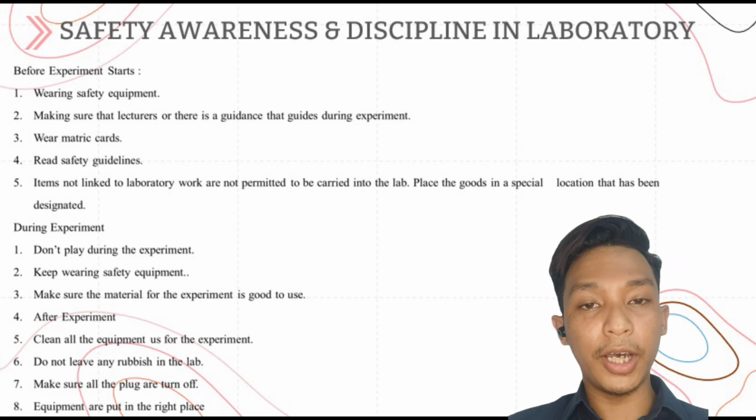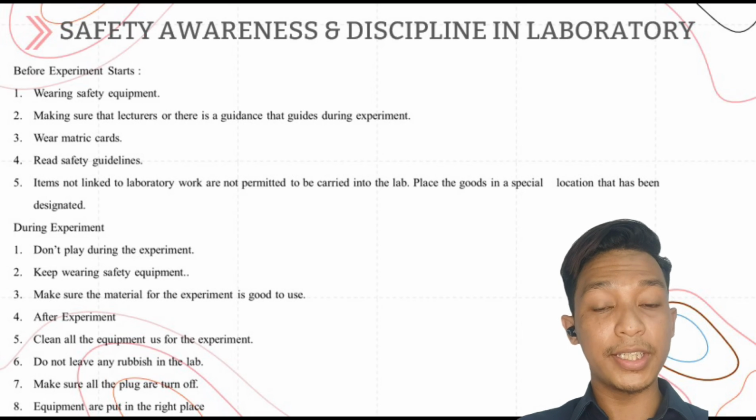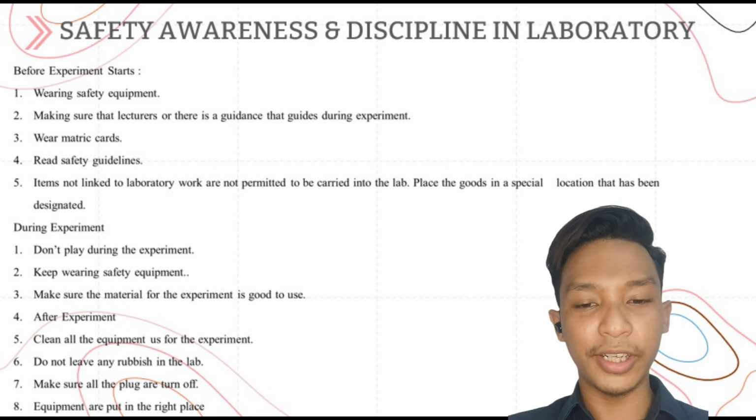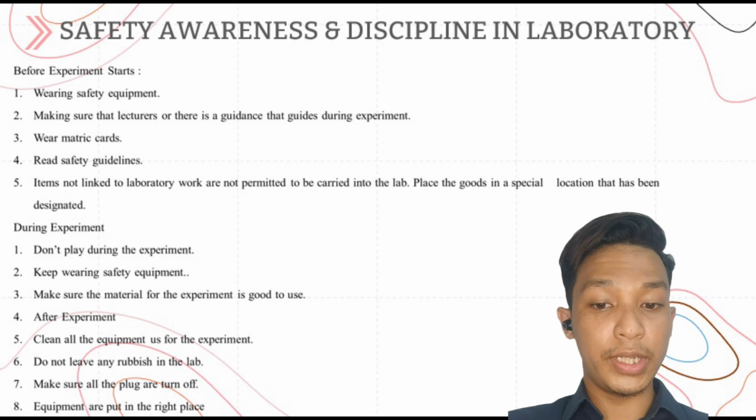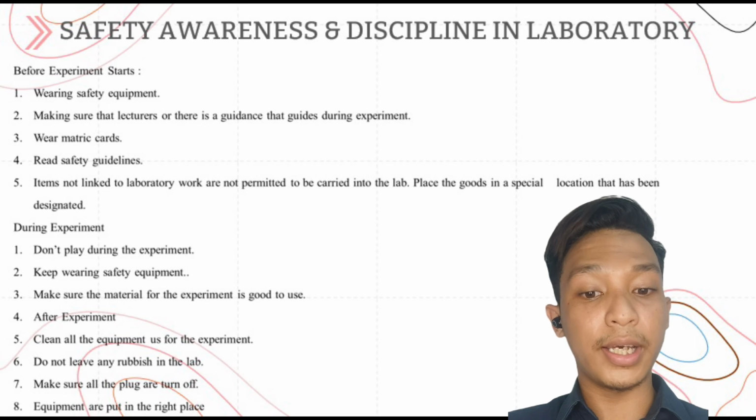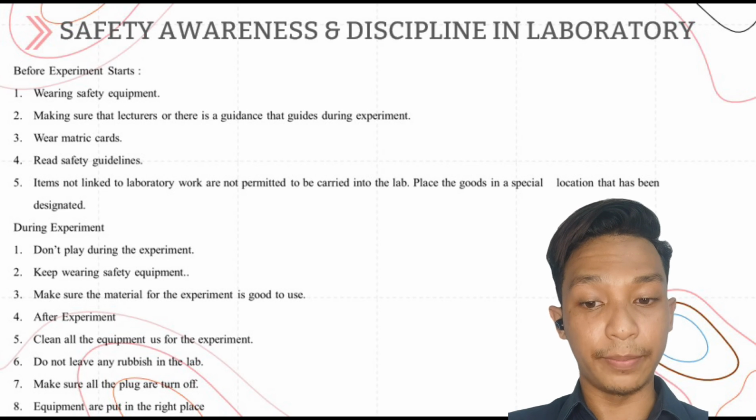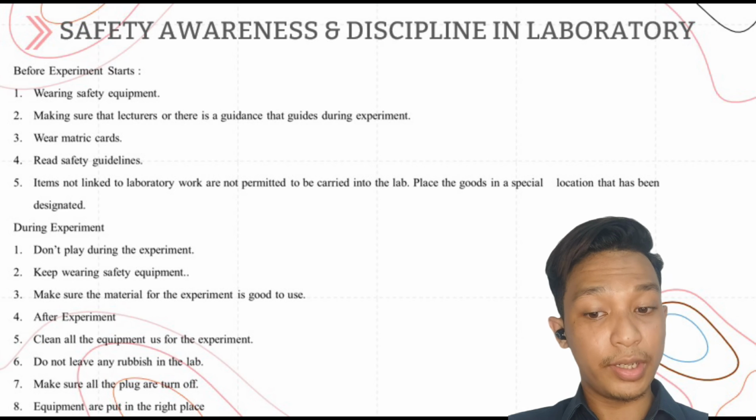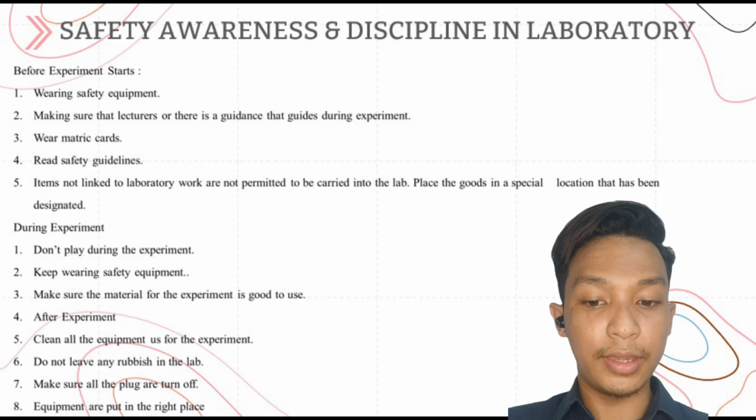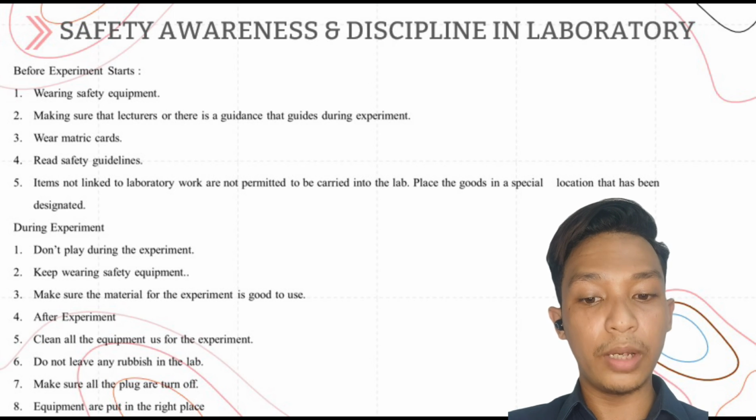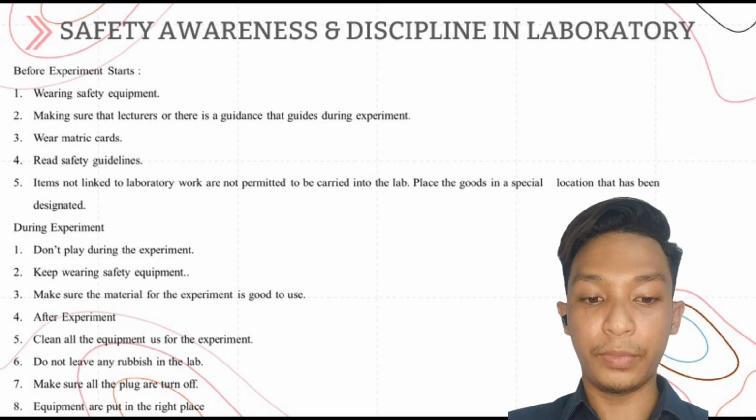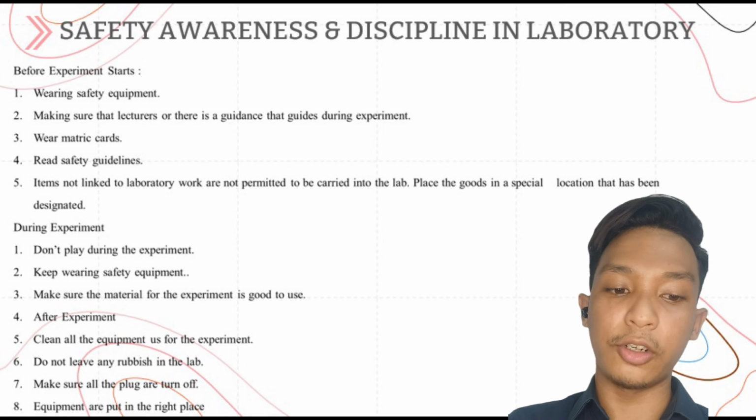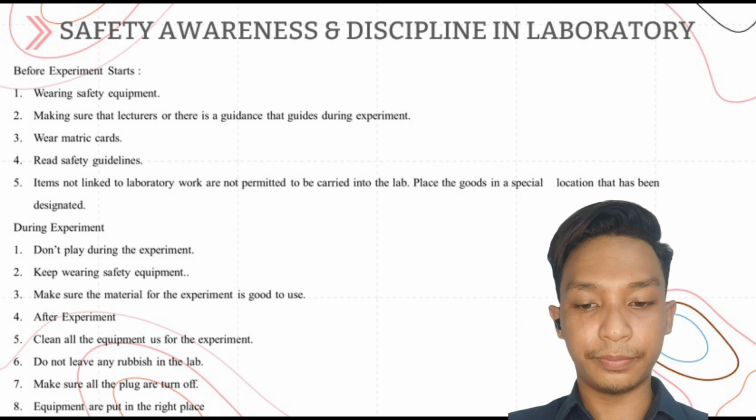Okay, next I'm going to continue about safety awareness and discipline in the laboratory. Before the experiment starts, wear safety equipment, making sure that the lecturer or a guide is present during the experiment. Wear matric cards, read safety guidelines. Items not linked to laboratory work are not permitted to be carried into the lab. Place the goods in a special location that has been designated.